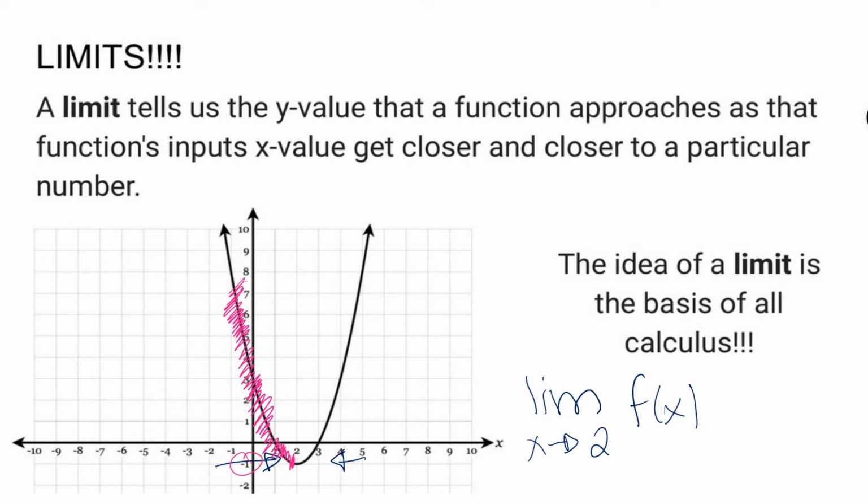Now you want to do the same thing from the right. So from the positive direction, I'm getting closer and closer to my intended input of 2, and I'm approaching -1. So my limit as x approaches 2 would in fact be -1.